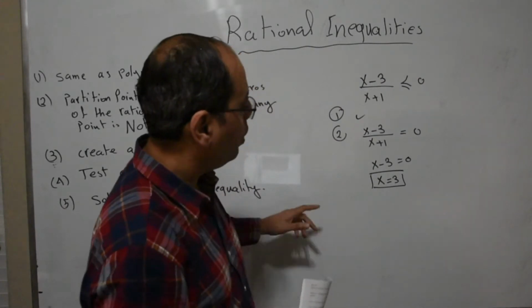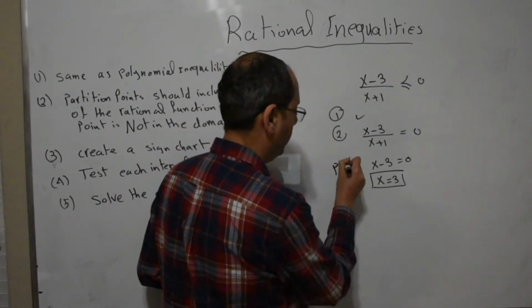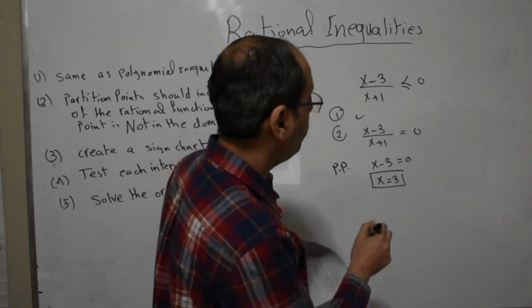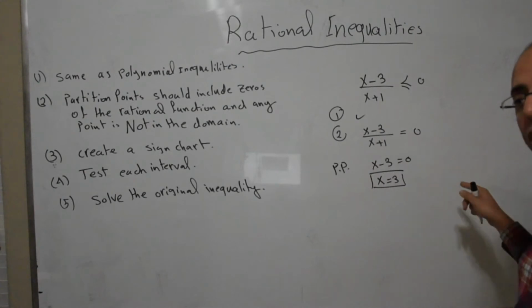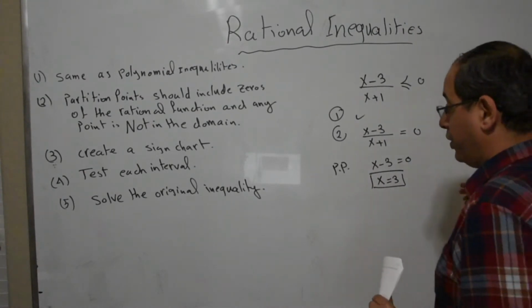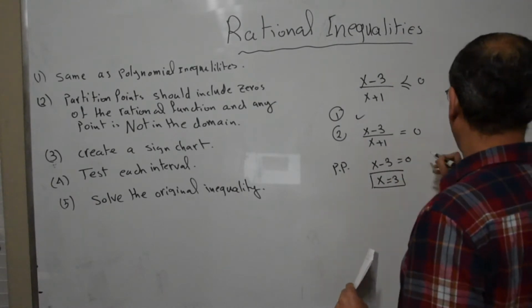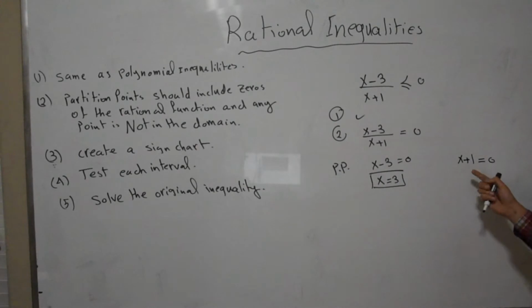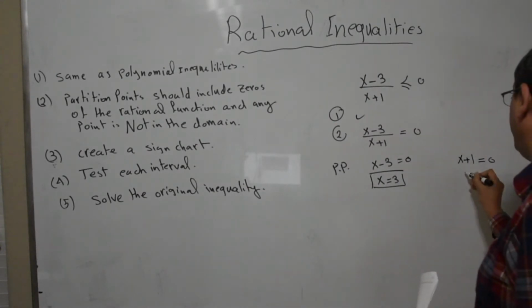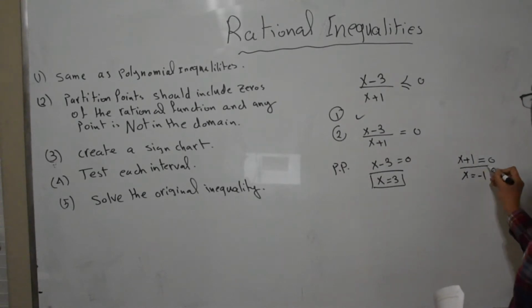Alright, so this is the partition point. For the other partition point, the domain, we set the denominator to 0 and find the restricted value as we learned before. So I'm gonna set x plus 1 equals 0, and then solve for x, and you'll get x is negative 1.